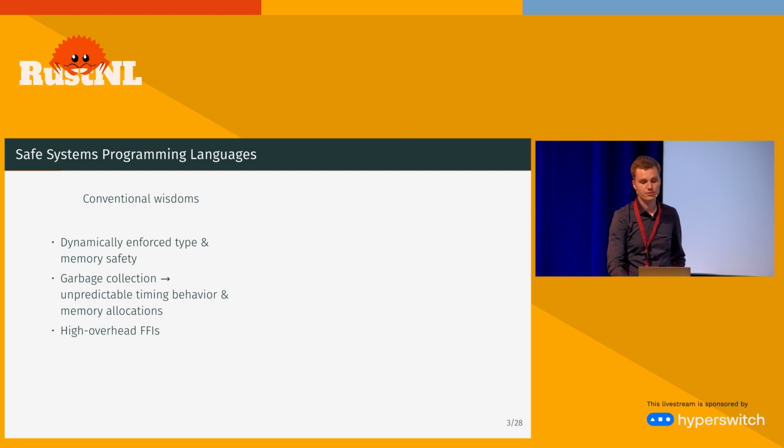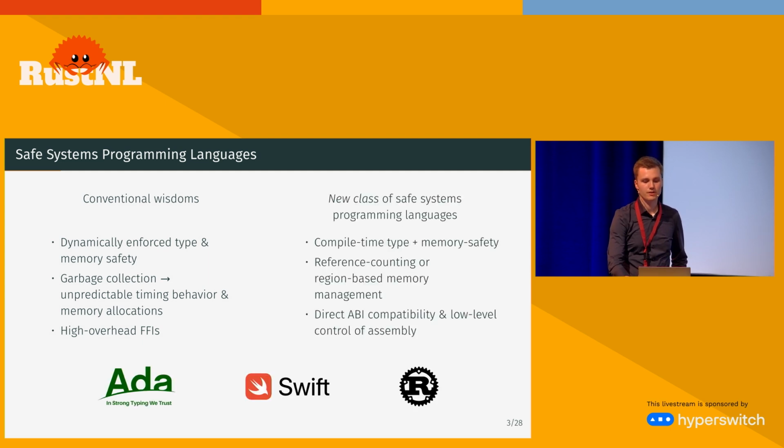We attribute this to a new class of safe systems programming languages that is emerging, of which, of course, Rust is one, that feature a combination of compile-time type and memory safety. For instance, reference or region-based memory management as opposed to garbage collection for more predictable memory management, and direct ABI compatibility to other languages. They also commonly can interface with low-level assembly code directly, which allows us, for instance, in the Tock operating system to implement context switches or trap handlers in inline assembly in Rust.